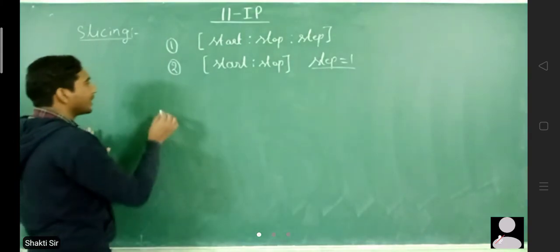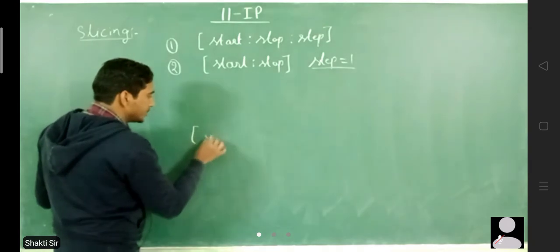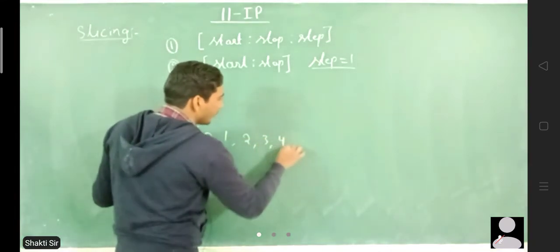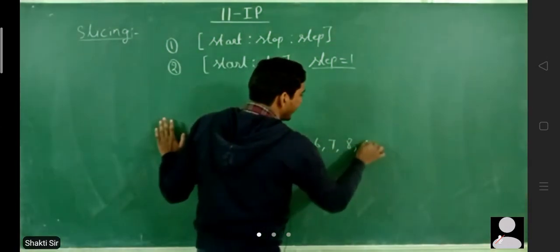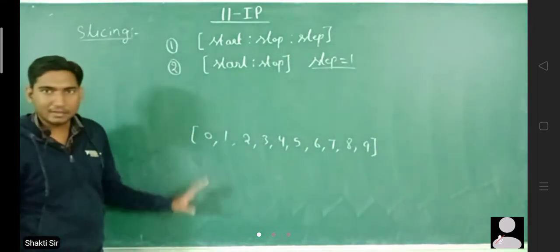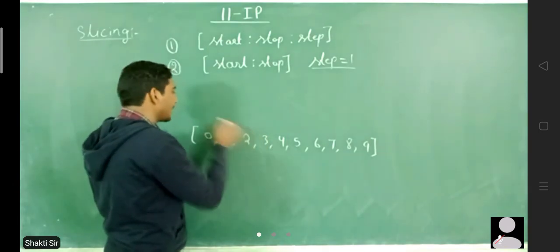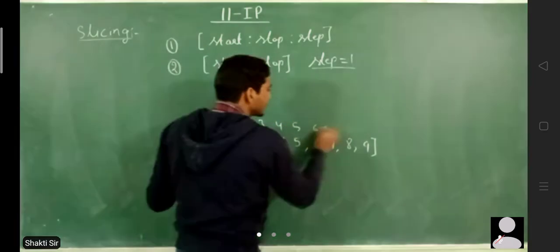Suppose I am given a list, and the list is like this: 0, 1, 2, 3, 4, 5, 6, 7, 8, and 9. Suppose this is my list. What are the indexes of this list? The indexes are itself 0, 1, 2, 3, 4, 5, 6, 7, 8, 9.